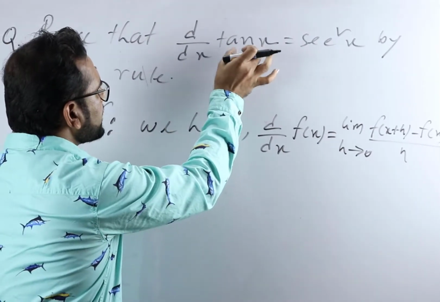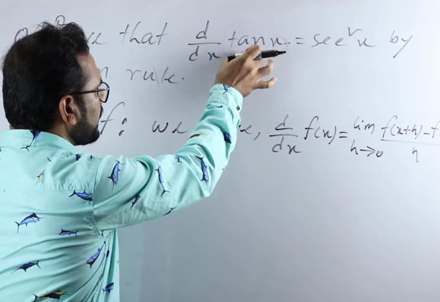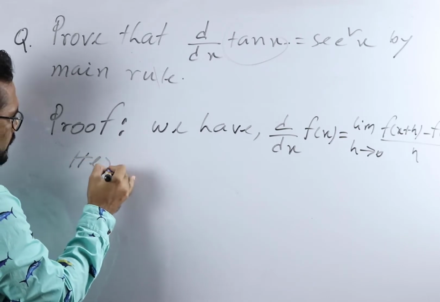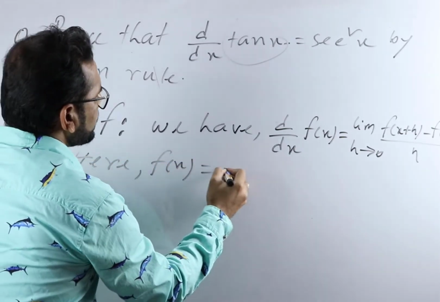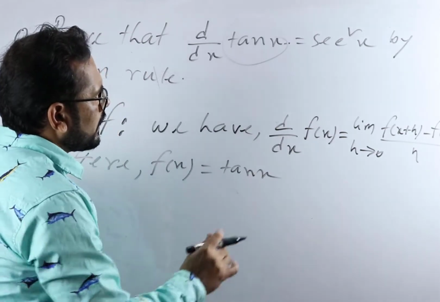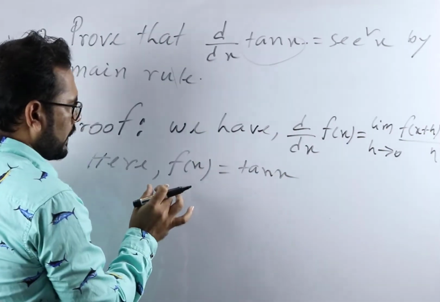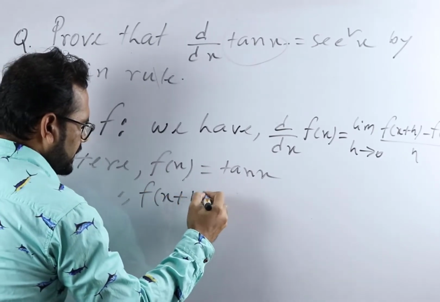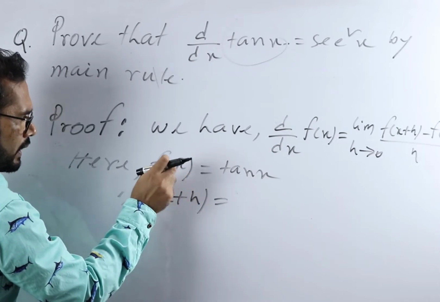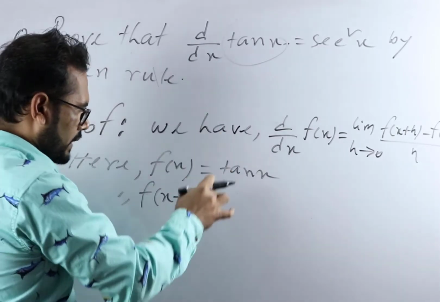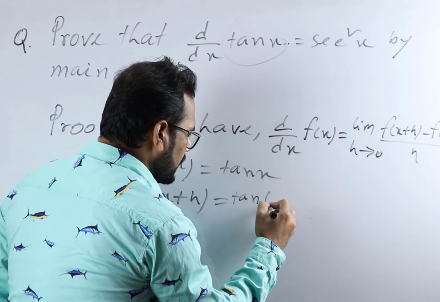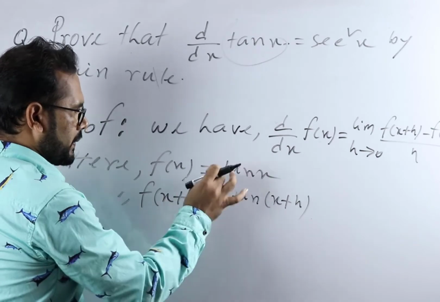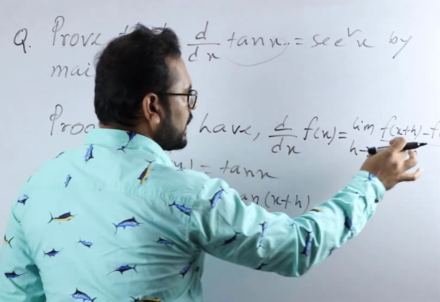Here f(x) is tan x, because this is given and we have to establish this one. So we can write f(x) equals tan x, and f(x plus a) I have to find out using this one. Here we are replacing x by x plus a. That's why this x has to be replaced by x plus a. Here f(x plus a) is present. Just put these two expressions in this formula.